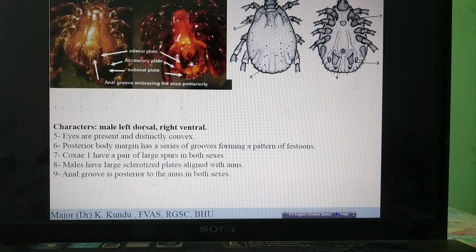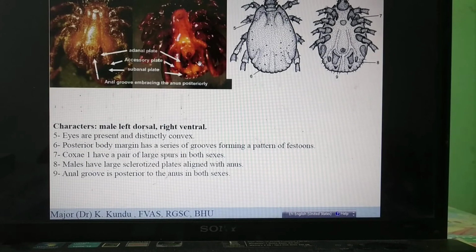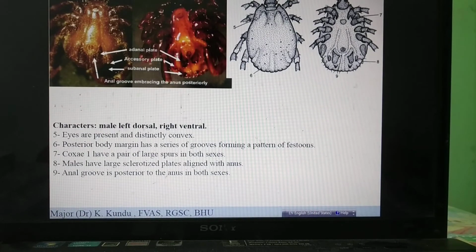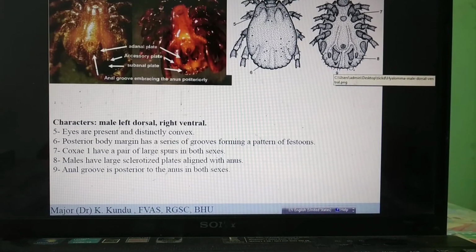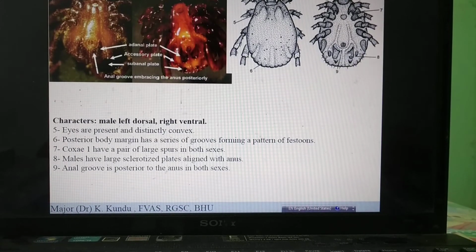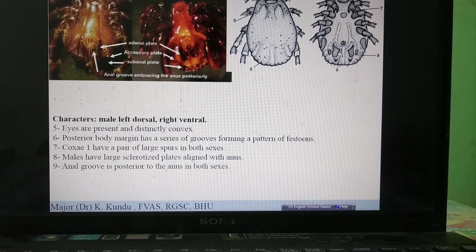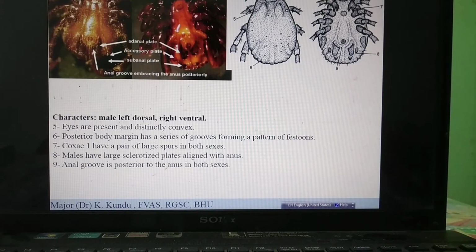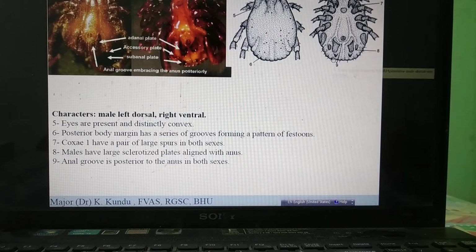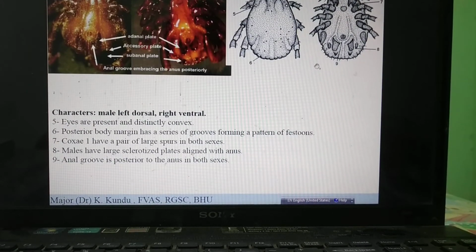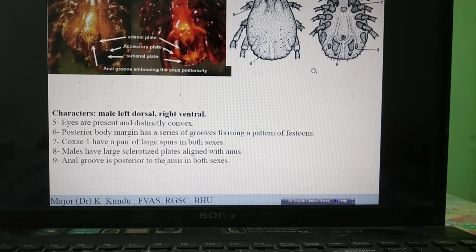You can see here also. These are the adanal plates, accessory adanal plates, and in some cases you will find the subanal plate. So three structures: a pair of adanal plates, a pair of accessory adanal plates, and a pair of subanal plates. Okay, so this is about hyalomma.